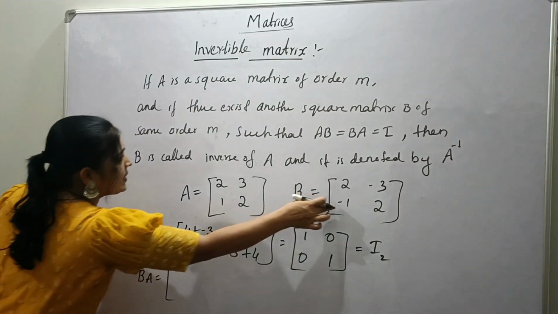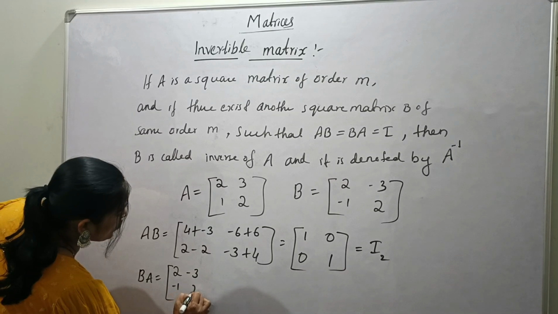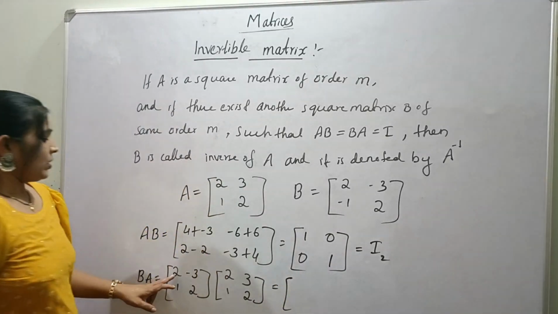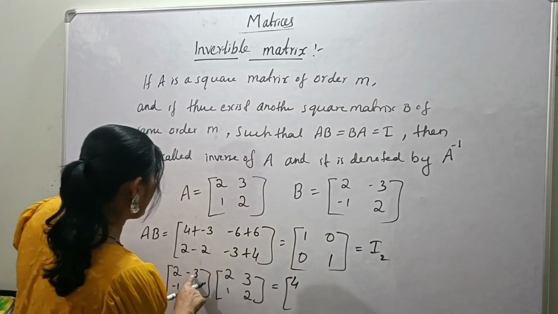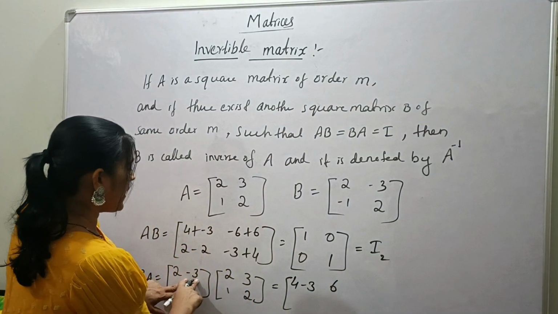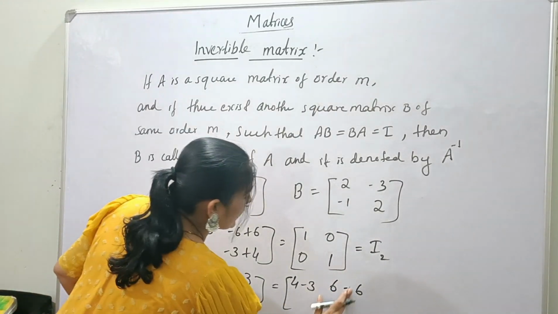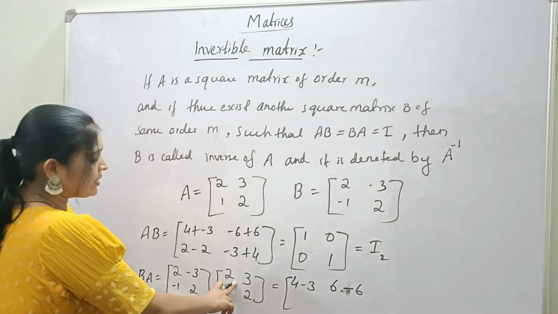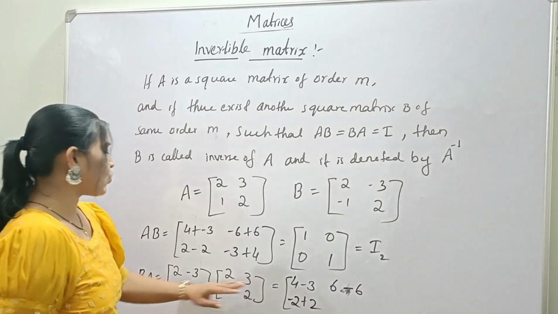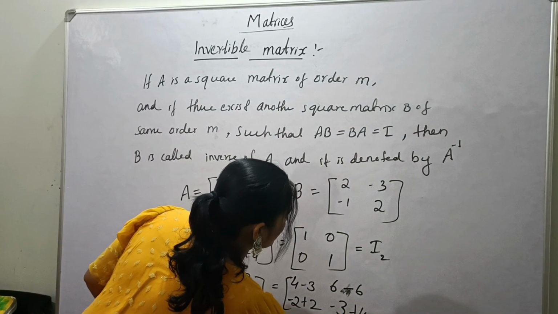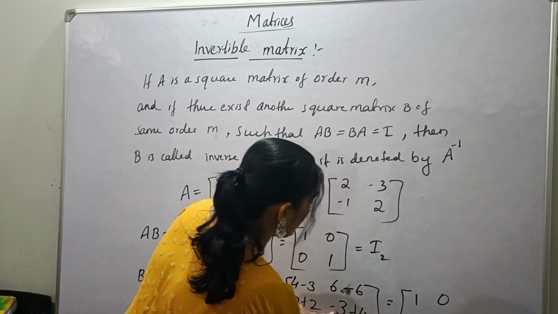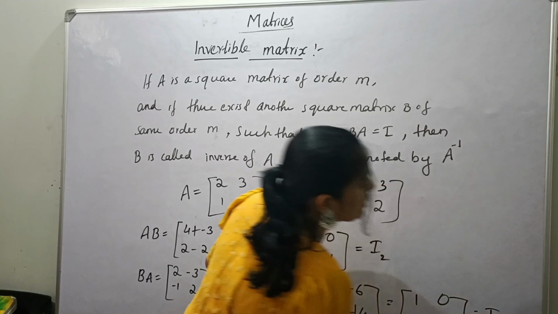BA, that is B is this one, 2 minus 3 minus 1, 2 into 2, 3, 1, 2. Multiply these two matrices. First row multiply with the first column, 2 into 2, 4, minus 3 into 1, minus 3. First row multiply with the second column, 2 into 3, 6, minus 3 into 2, sorry, minus 6, right? Second row multiply with the first column, minus 1 into 2, minus 2, 2 into 1, plus 2. Second row multiply with the second column, minus 1 into 3, minus 3, plus 4. It's also 4 minus 3, 1, 6 minus 6, 0, minus 2 plus 2, 0, minus 3 plus 4, 1. So it's also an identity matrix of order 2.